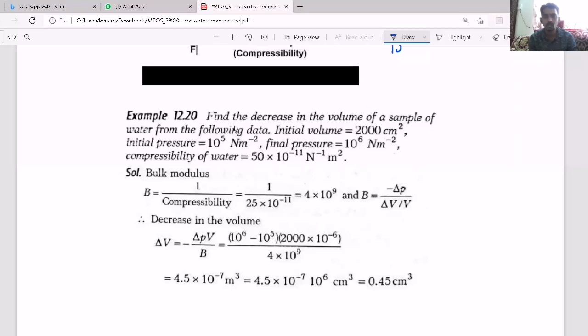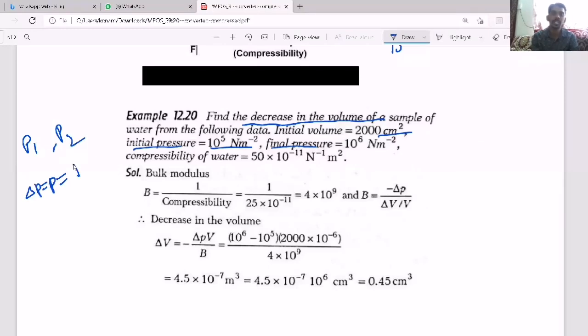Based on this also, one simple question I have shown you. See here, find the decrease in volume of a sample, where initial volume is this one, pressure is this one. This is initial pressure, this is final pressure. See here, they have given initial pressure, they have given final pressure.